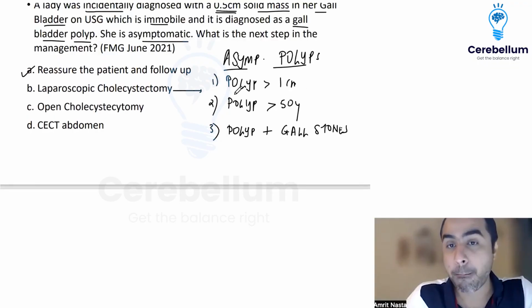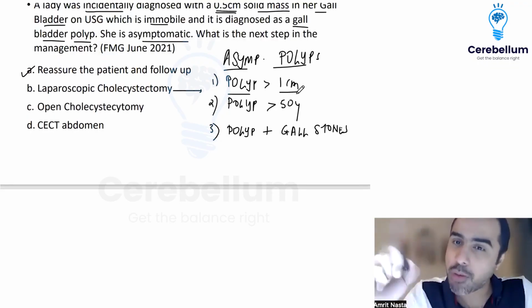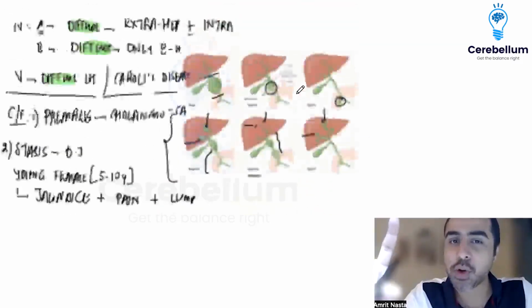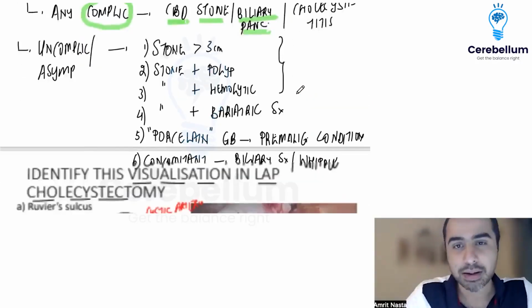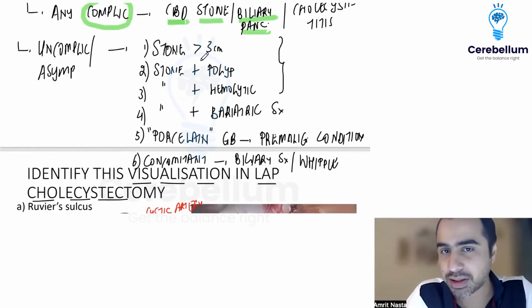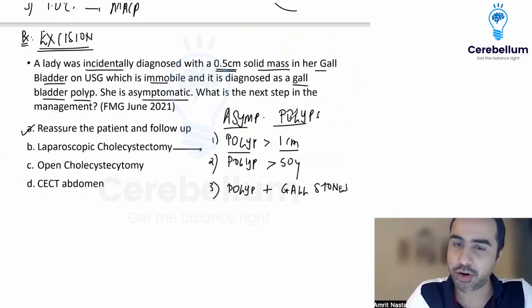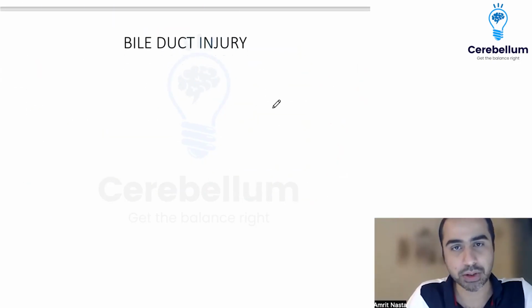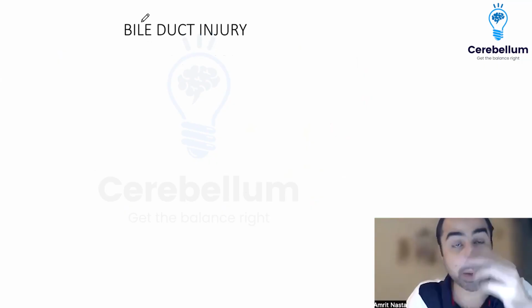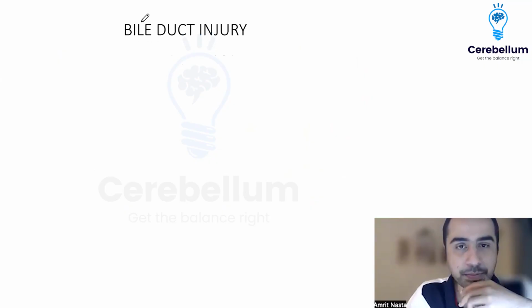Please be clear. Polyp more than 1 centimeter. That was stone more than 3 centimeters. Please don't confuse things and don't confuse others. This is stone more than 3 centimeters, you did cholecystectomy. This is polyp more than 1 centimeter, you are doing cholecystectomy. So they are not the same. Don't mix up the two numbers.